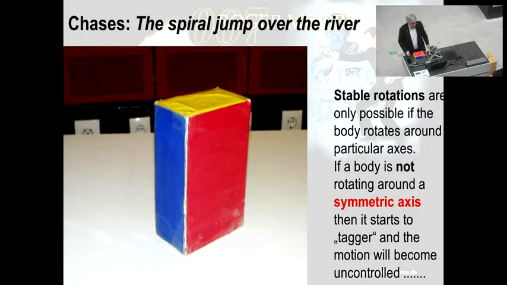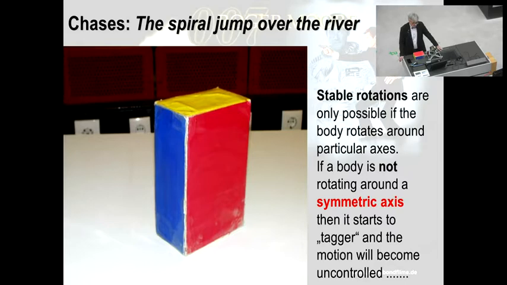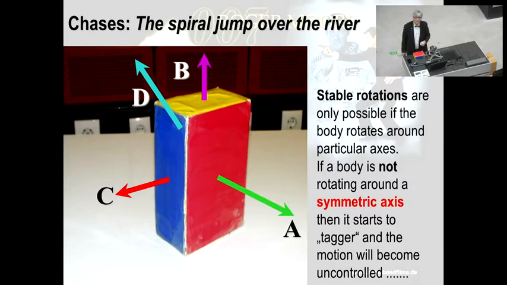Rotations are only stable, as a physicist would say, when they are done around an axis with a homogeneous mass distribution. So around the axis A, B, or C, and not when you have a rotation around the axis D, because this is not a symmetry axis, not an axis with a mass distribution around the axis which is homogeneous.